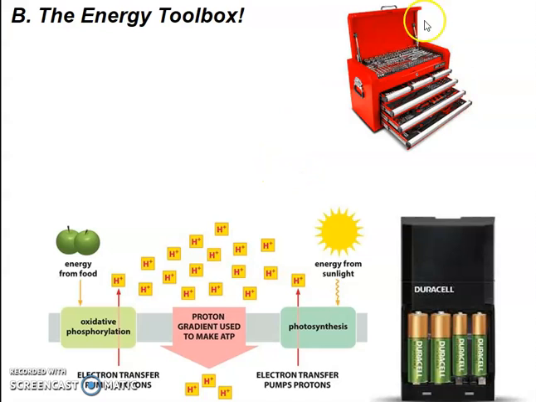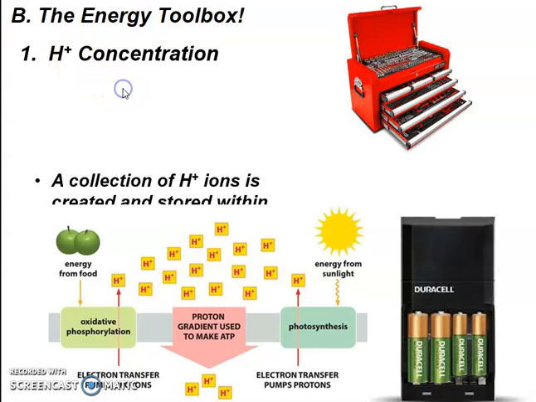So let's open up our energy toolbox here. Let's pretend that those three things I just mentioned on the last slide are in our toolbox. Let's take one out at a time. The first one we're going to start with is the hydrogen ion concentration. When you see an H plus ion, all that really is at this point is a proton, because hydrogen atoms only have one proton and one electron. If they have lost an electron, they only have one proton left, so they are a proton.